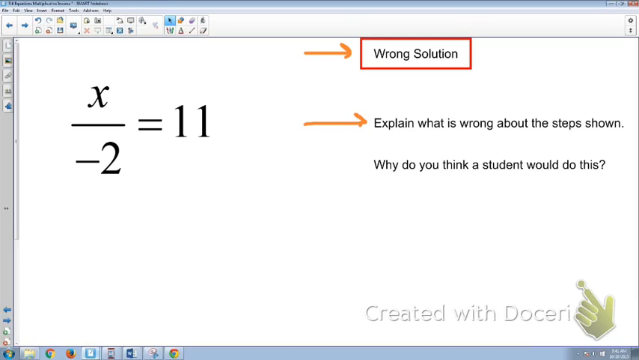You need to explain what is wrong about the steps shown, and also respond to why do you think a student would do something like this. So here's the wrong solution.